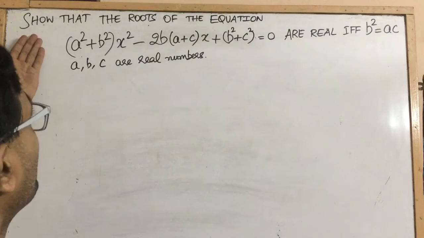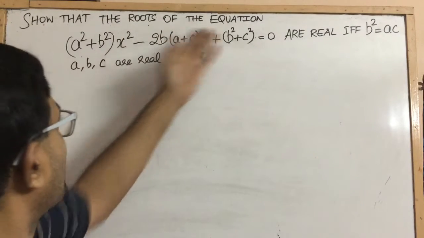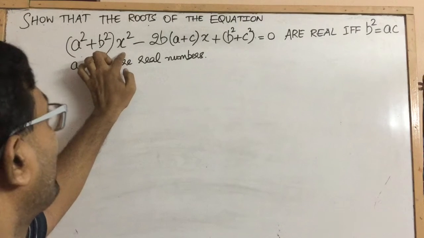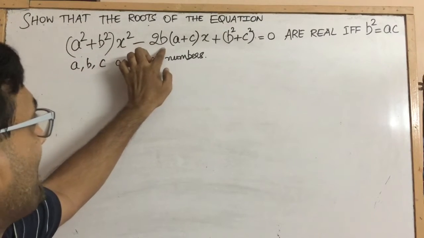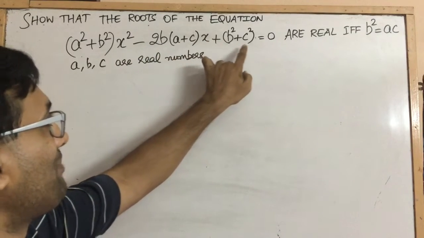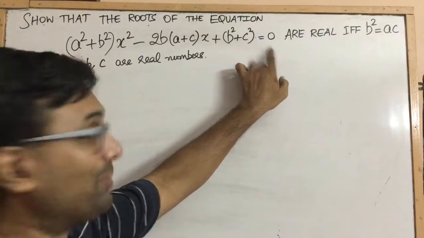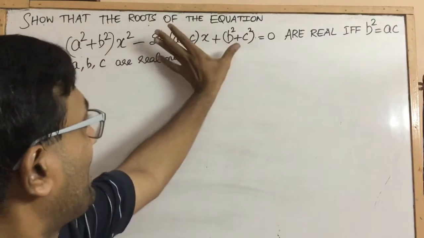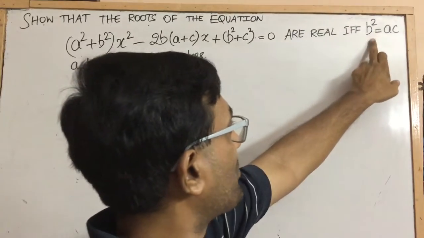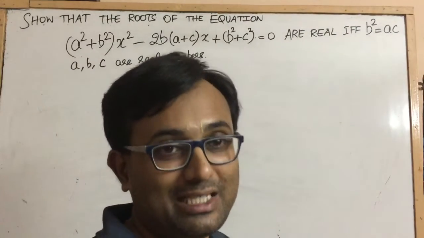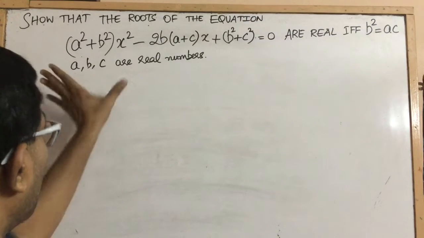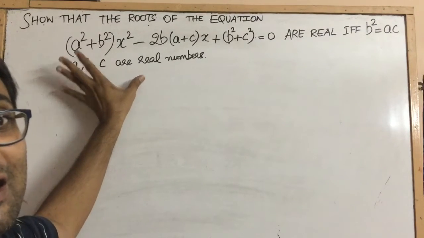We need to show that the roots of this quadratic equation, that is (a squared plus b squared) times x squared minus twice of b times (a plus c) times x plus (b squared plus c squared) is equal to 0. We need to prove that the roots of this quadratic equation are real if and only if b squared is equal to a into c. That is, a, b, c are in geometric progression. We are given that a, b and c are real numbers.